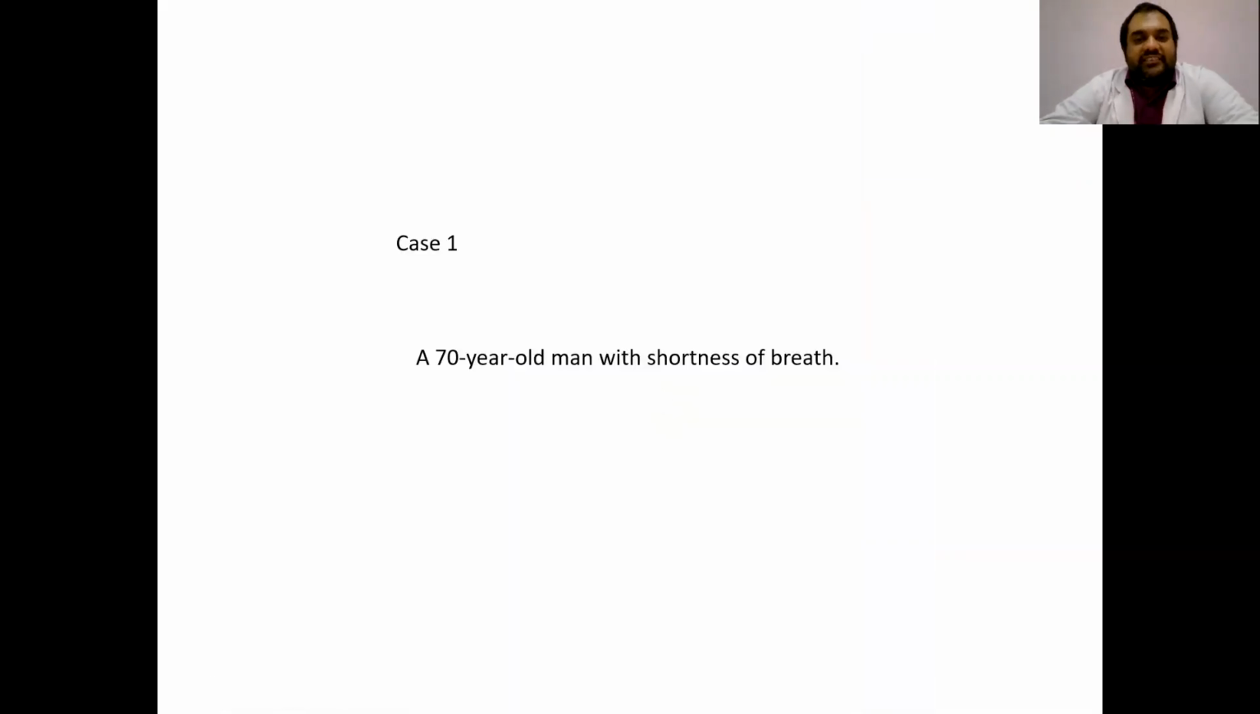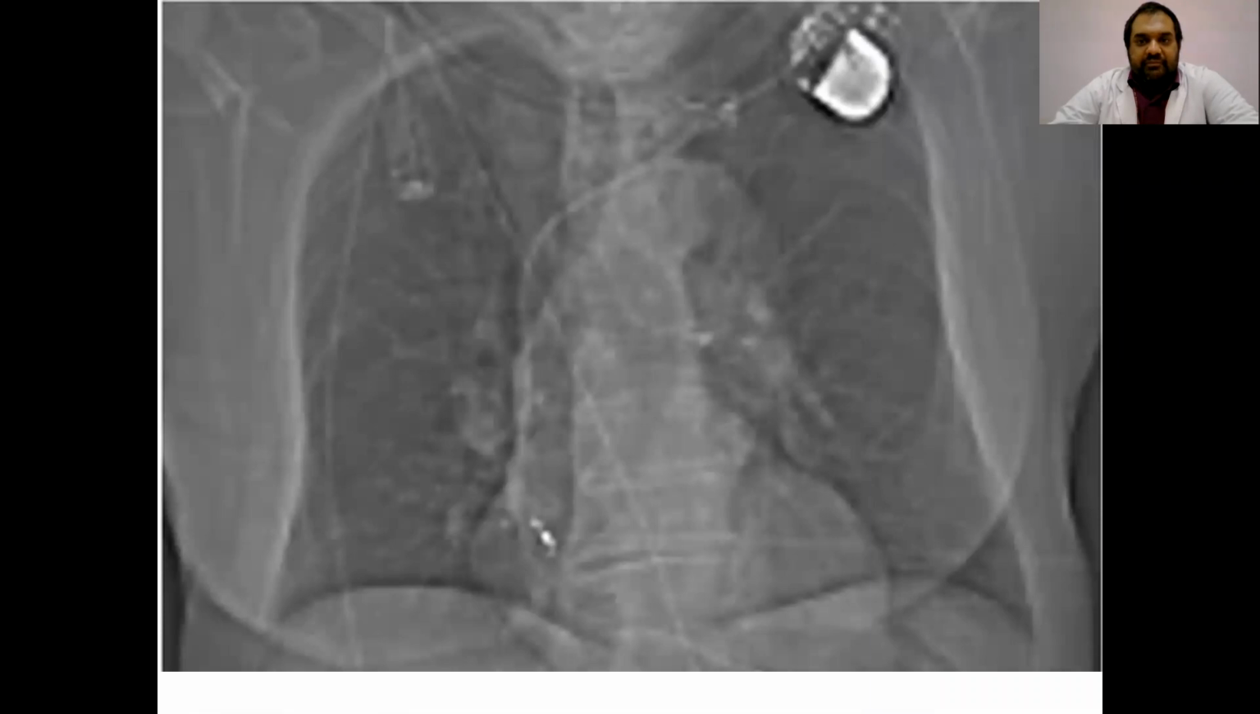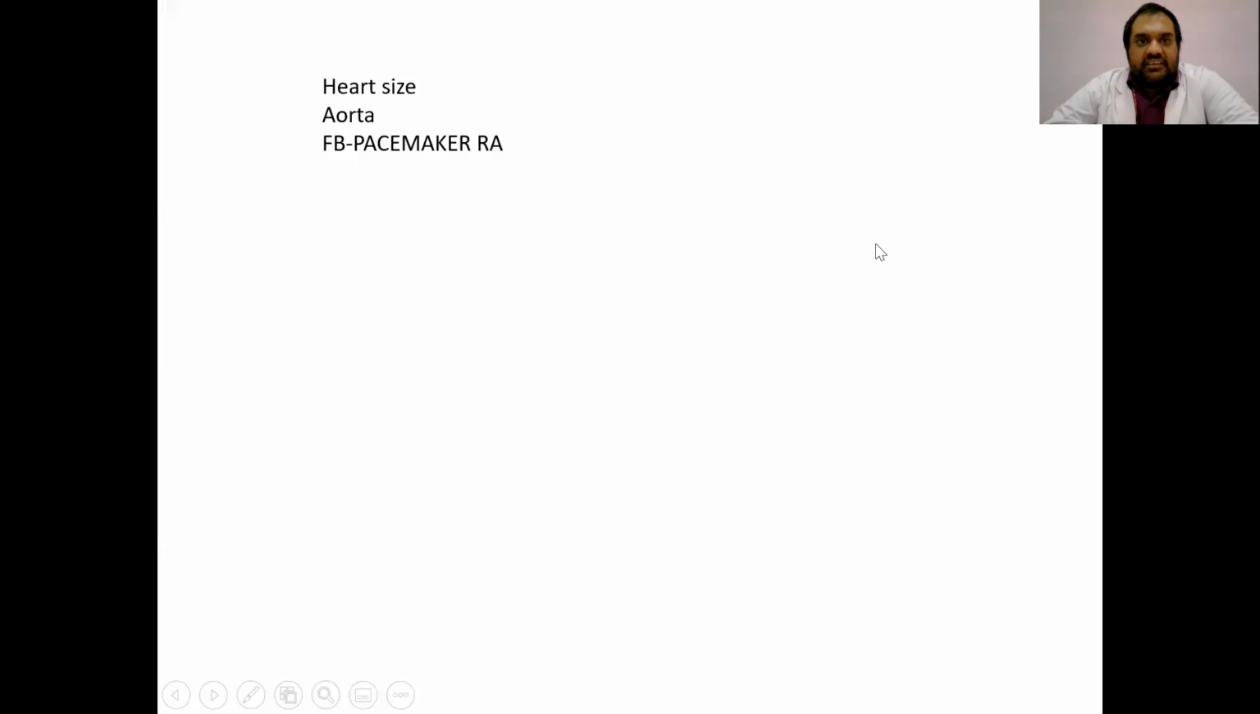And these are some cases. Case 1, a 70-year-old man with shortness of breath. Here we can see this chest radiograph showing the aortic aneurysm and pacemaker in situ. The heart size is increased, and the aorta and pacemaker are present.